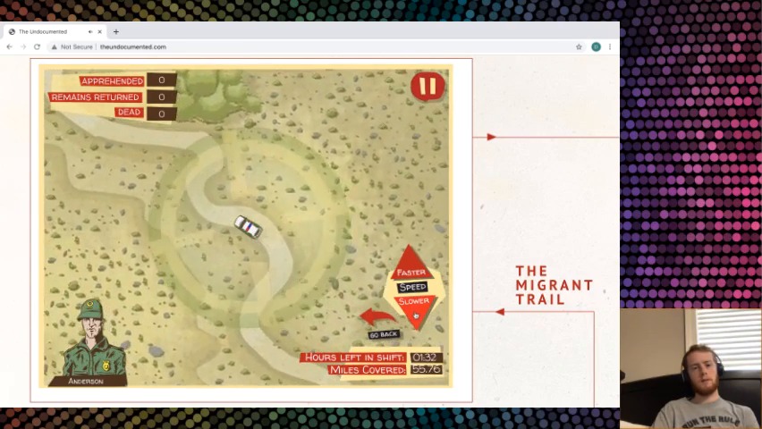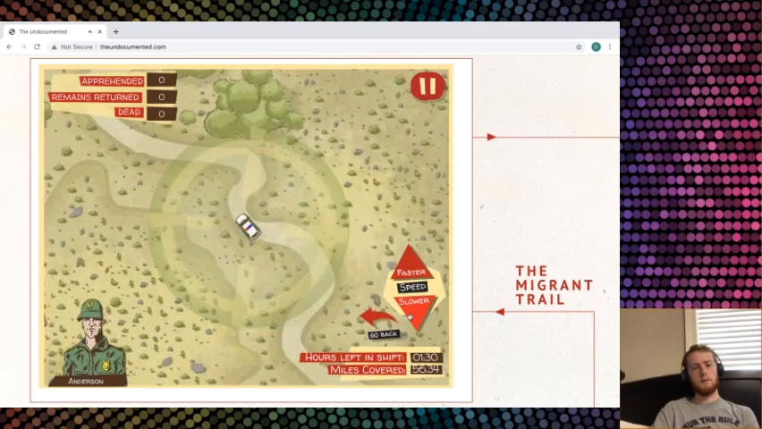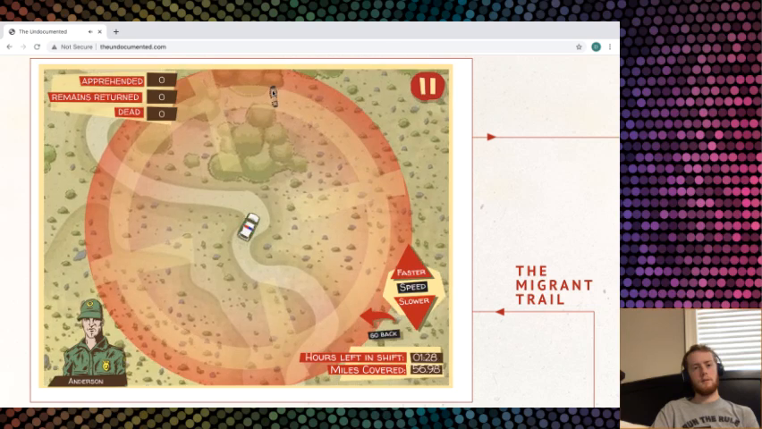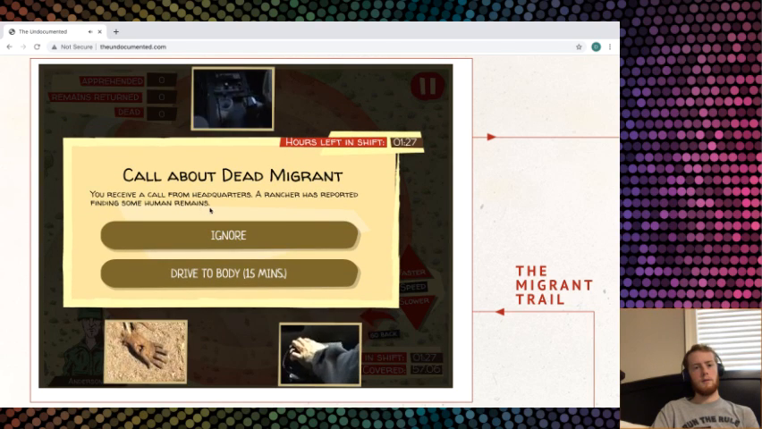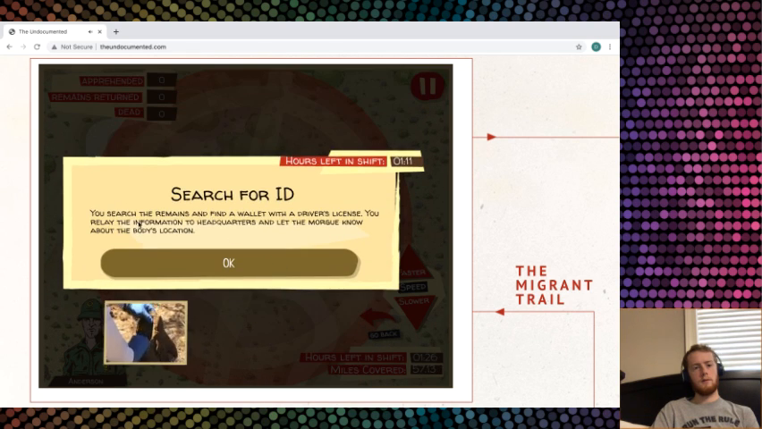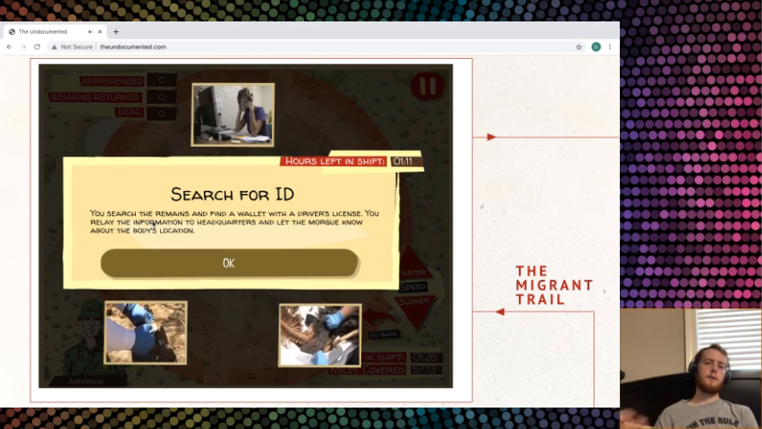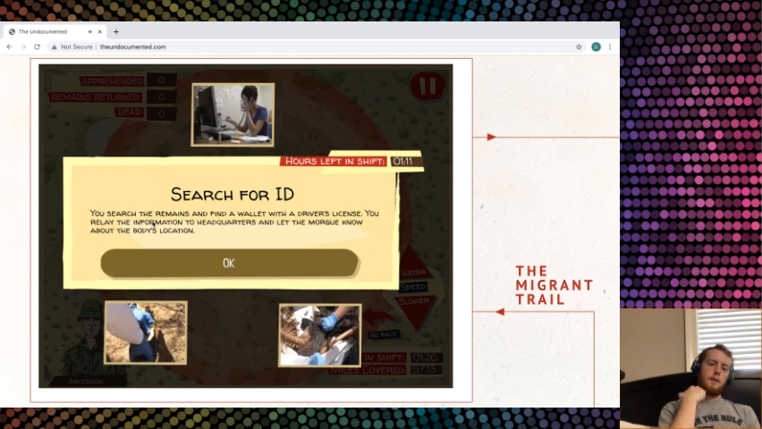Covered 54 miles. Oop. Okay, so we just got a call that some remains have been found, and so we search the remains and find a wallet with a driver's license. You relay the information to headquarters and let the morgue know about the body's location.